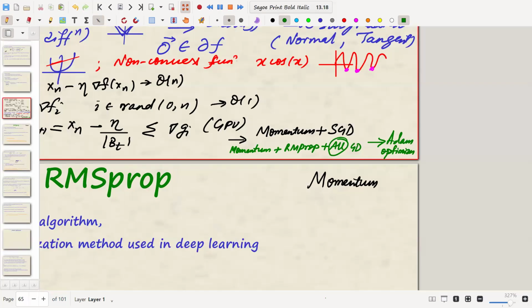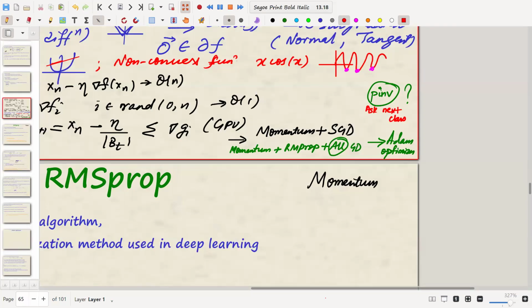I urge you, everyone, try to understand this command or this function in Python: pinv. What is pinv in Python? Randomly, I will ask someone in the next class. I'll write it. I will ask randomly in the next class. So what does the pinv command in Python do? Why is it useful?